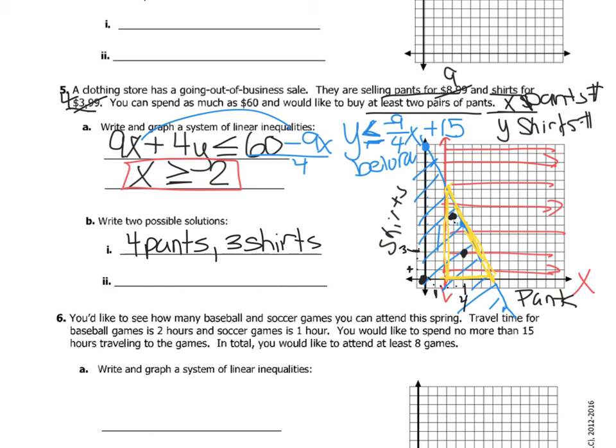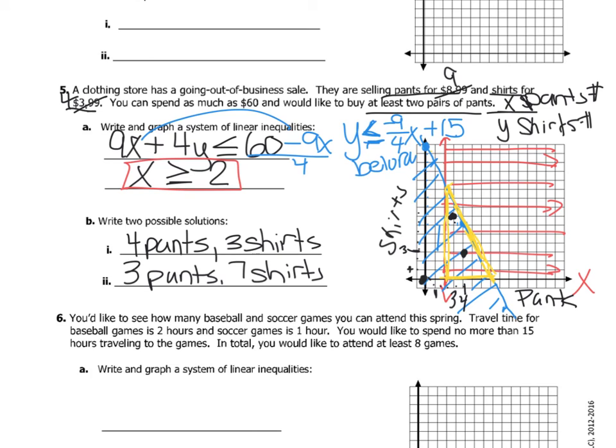So this would be 3 pair of pants, and then 3, 4, 5, 6, 7 shirts. So 3 pair of pants. And because the shirts are cheaper, I could get 7 shirts. And Mama said I had to buy at least 2. But if I buy 3, I can get 7 shirts.